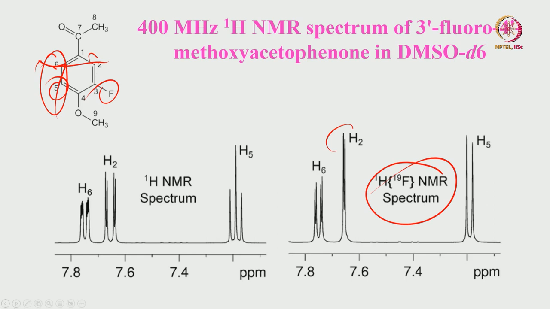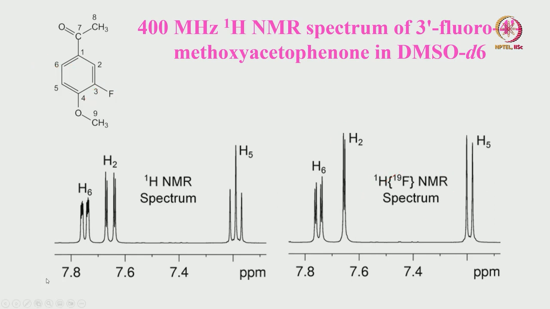Then what about the other one? The other one is proton 6. Proton 6 you can identify very easily. It has one ortho coupling and a meta coupling, a doublet of doublets. The large doublet is because of the ortho coupling and the small doublet is because of the meta coupling. You can do it very easily by doing the fluorine decoupling. With a little experience, we can do it without fluorine decoupling also, but this simplifies the spectrum. So now you have made the assignment of protons 2, 5 and 6 for all three protons in the proton spectrum using both the fluorine decoupled and non-decoupled spectra.